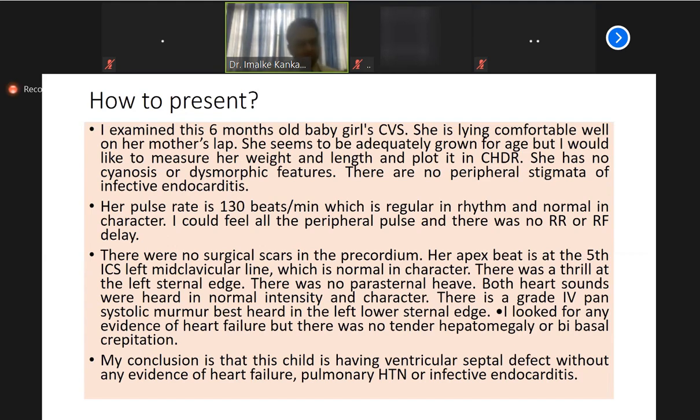You can jolly well get full marks, and then in the discussion they might ask, okay, what are you going to do? How are you going to know whether the child has got heart failure or not? What are the heart failure signs, symptoms, management? These are theory.